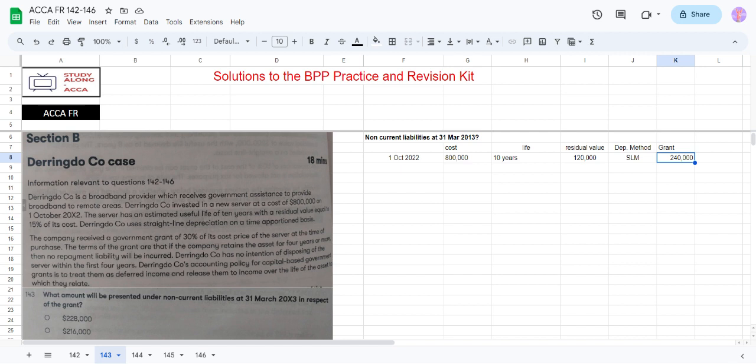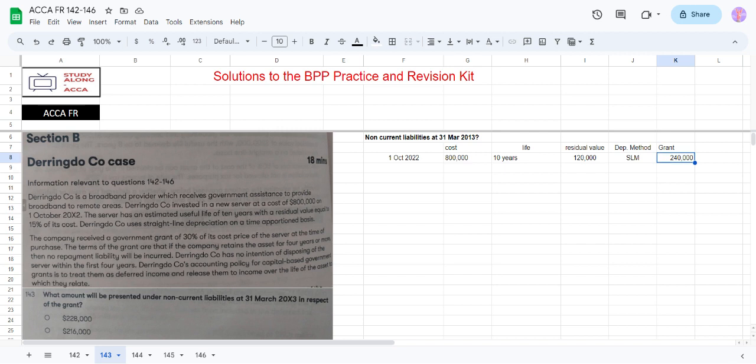The government's policy is that for these grants, if the company holds the asset for 4 years, they will not have to pay anything back to the government. And the question also states that the company has the intent to hold this asset for 4 years, and also has the policy to recognize the grant income over the useful life of the asset. So useful life is 10 years.